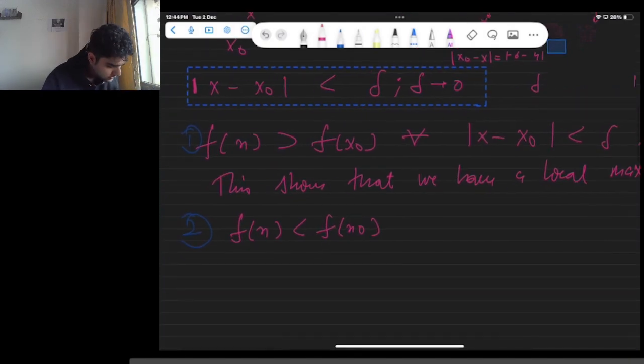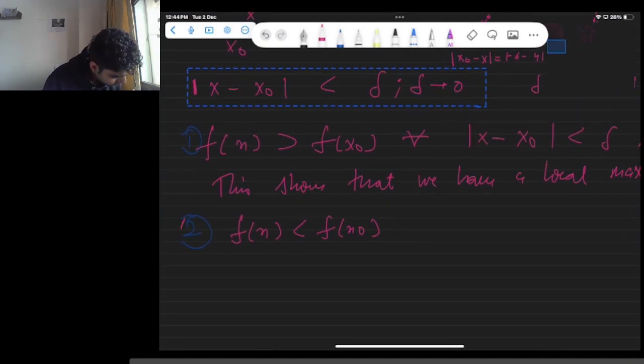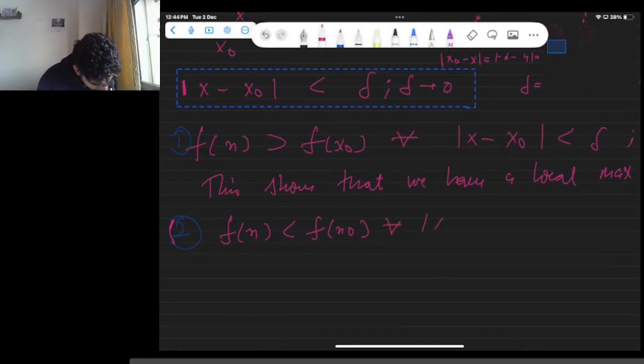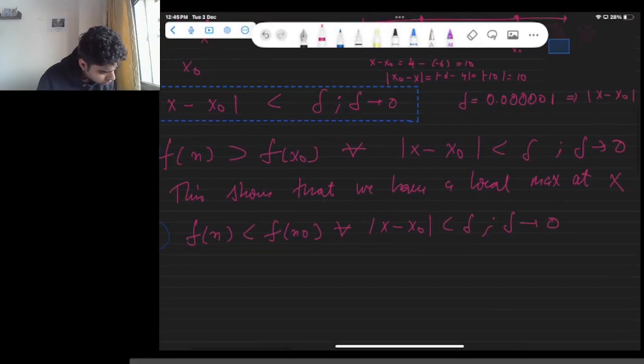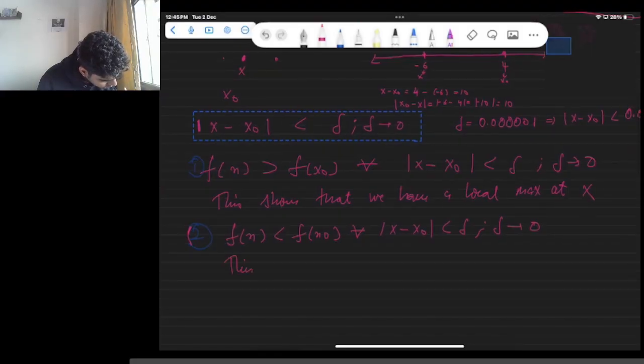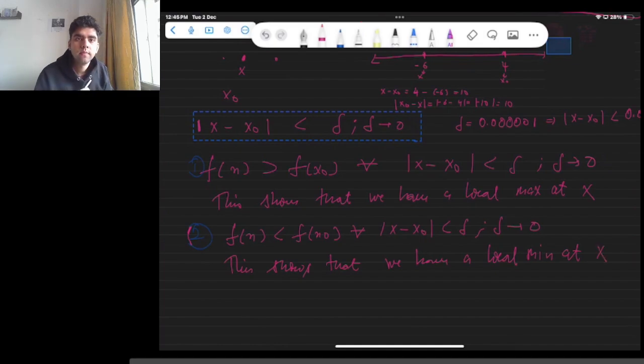So f(x) less than f(x naught), right? f(x) less than f(x naught) for all |x minus x naught| less than delta, and delta is going to 0. This shows that, and x and x naught are just two variables, right? Random points. This shows that we have a local min at the point x.